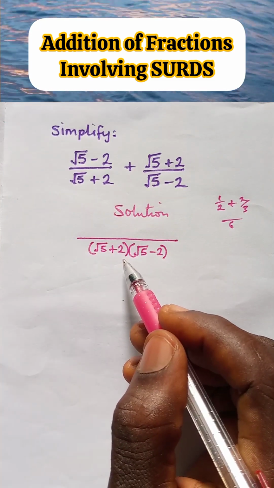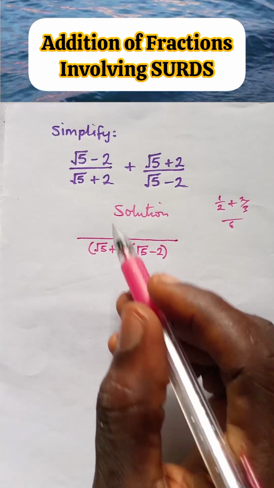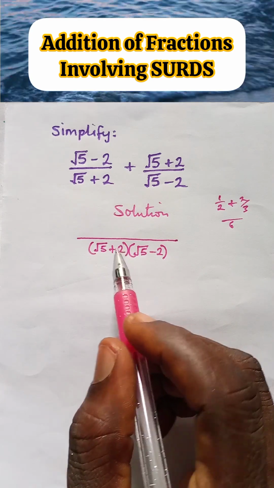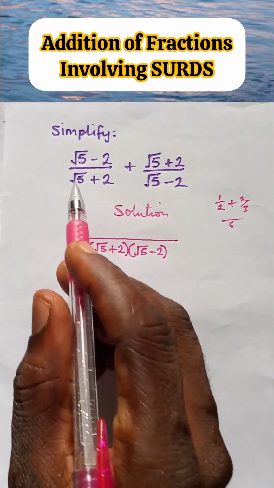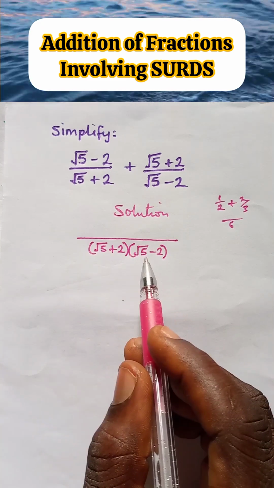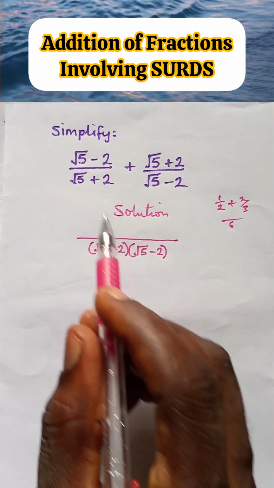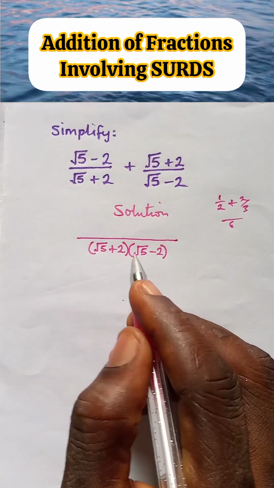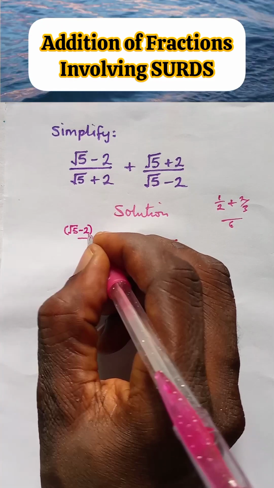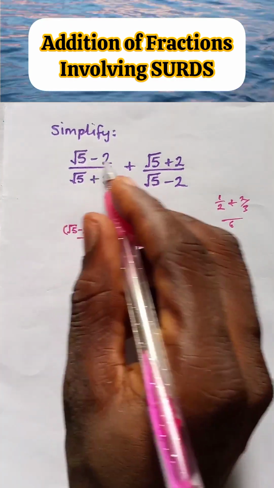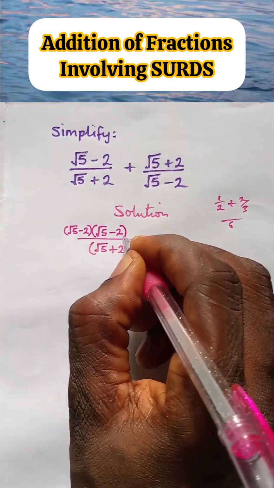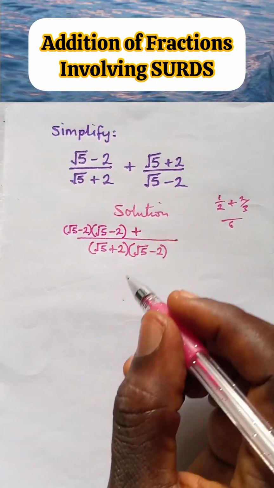Next, we are going to use each of the denominators of the fractions to divide the LCM, and the answer it gives us, we use it to multiply the numerator. So the LCM divided by the denominator √5 + 2, we simply strike off this √5 + 2 and we are left with √5 − 2. So this will multiply the numerator, so that we have (√5 − 2) multiplied by the numerator, which is √5 − 2. We put our plus sign, we move to the next.